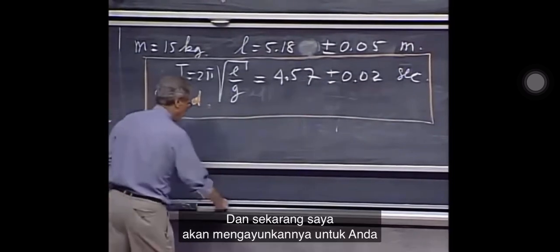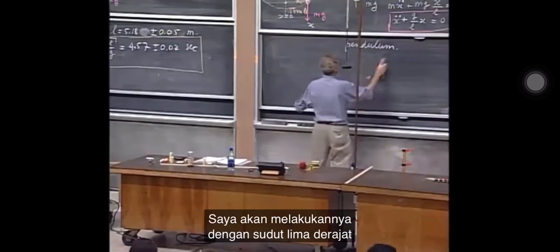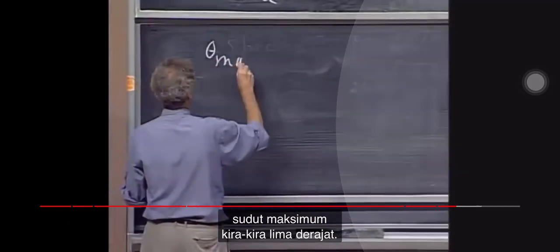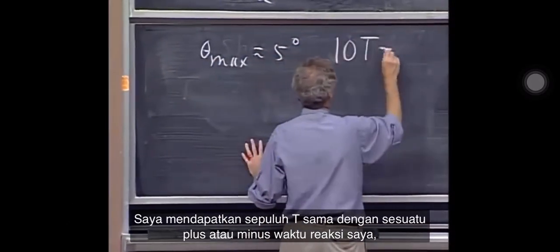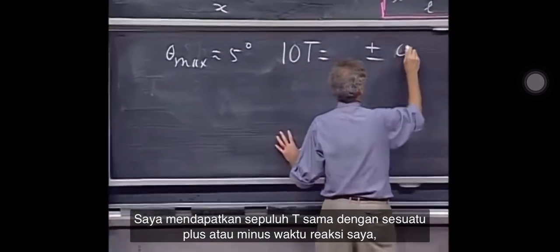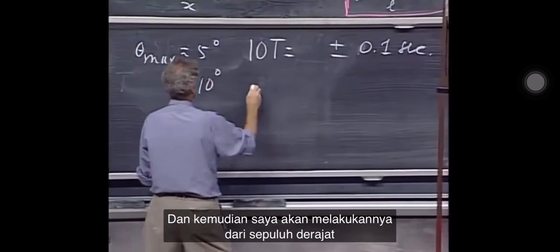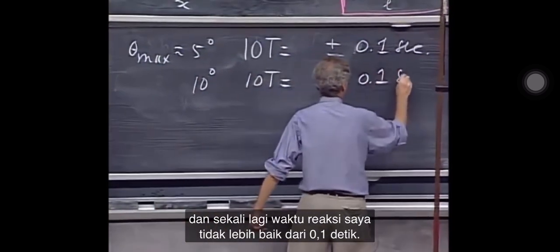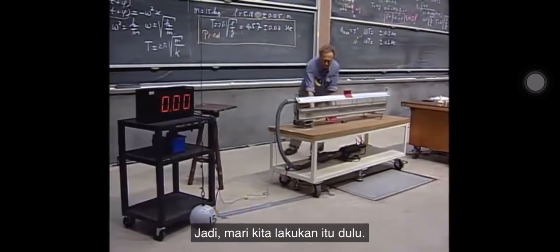And now I'm going to oscillate it for you, and I'm going to do it from 2 different angles. I'm going to do it at a 5-degree angle, and I'm going to do 10T. I get 10T equals something plus or minus my reaction time, which is 0.1 of a second. And then I will do it from 10 degrees, and I will do again 10T, and again my reaction time is not much better than 0.1 seconds. So let's do that first.